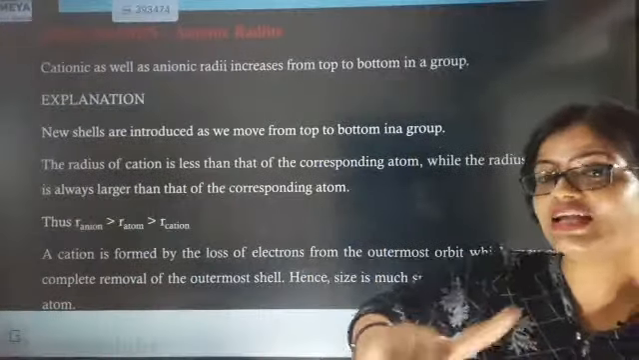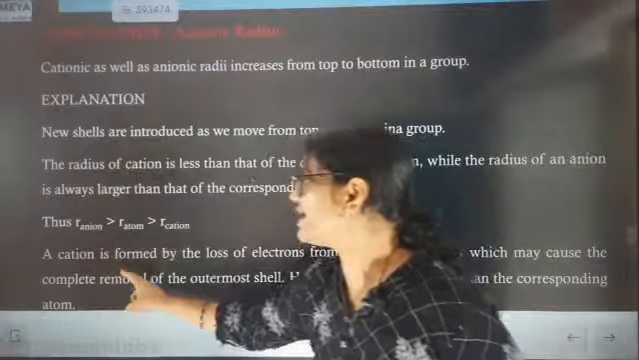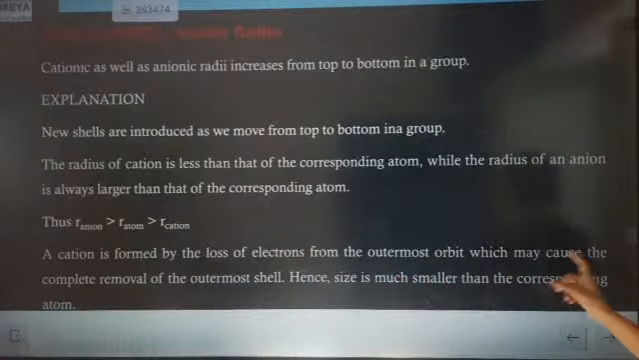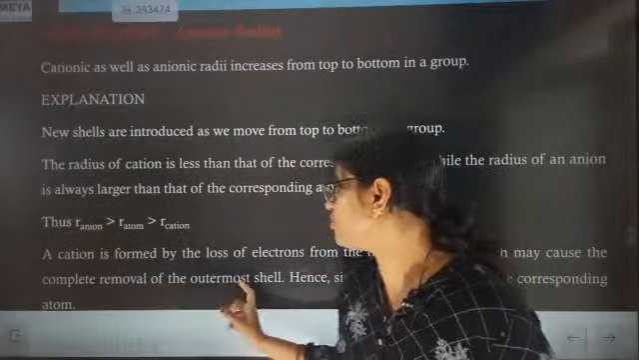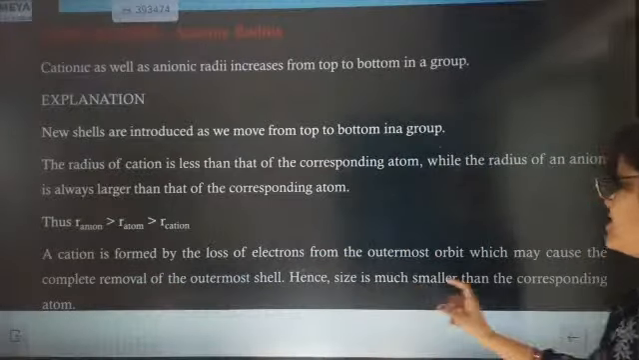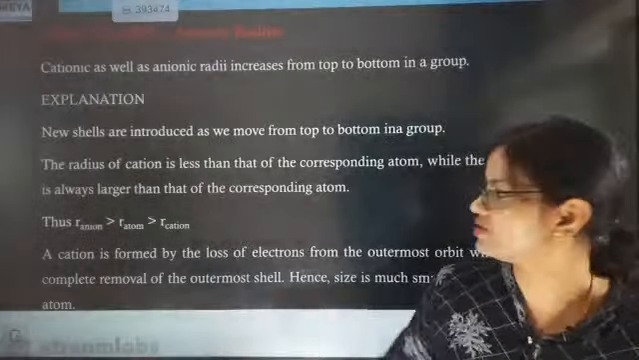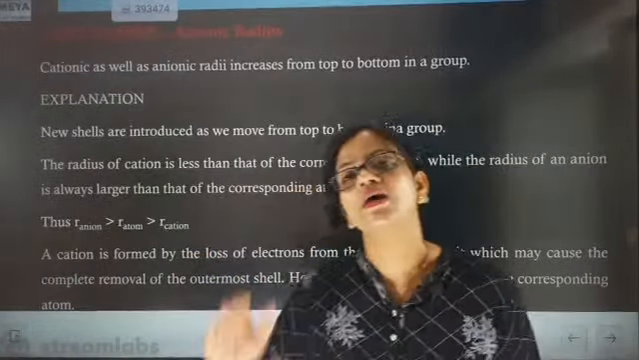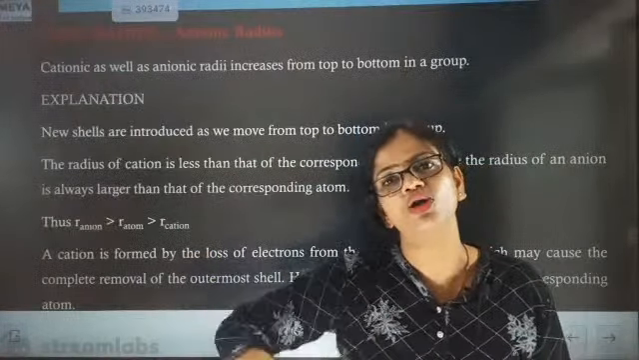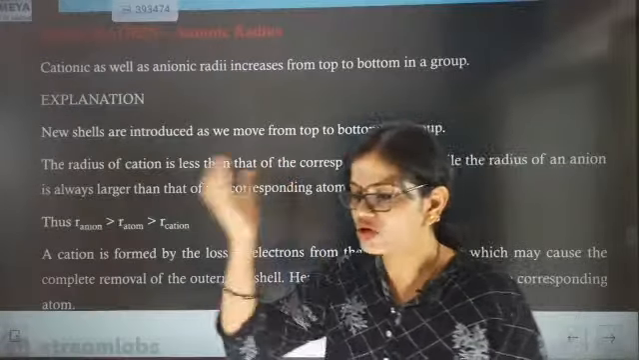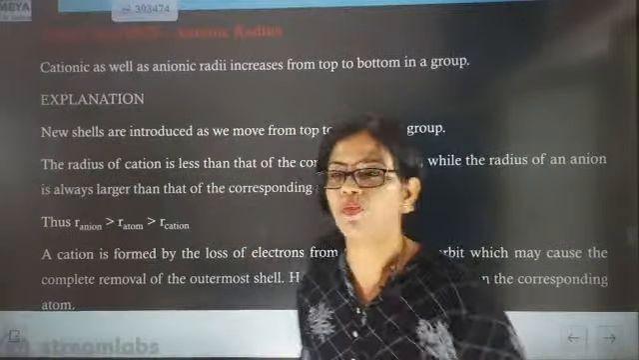But in the writing part, you are going to write: a cation is formed by loss of electron from the outermost orbit, which may cause complete removal of the outermost shell, so its size is much smaller than the corresponding atom. This is about cation. So cation size will be smaller, but going from top to bottom in a group, it will increase because of addition of orbit. Because of addition of orbit, stick to the point, please.